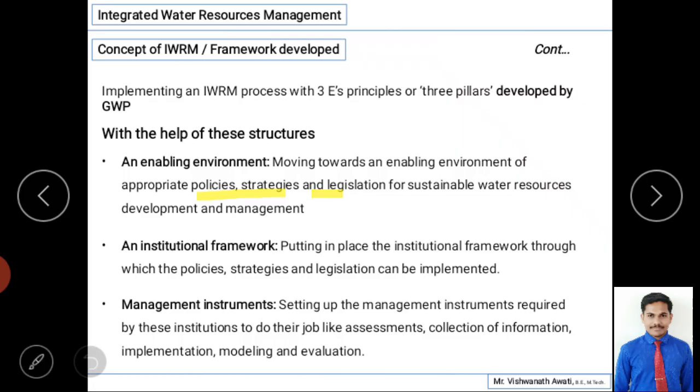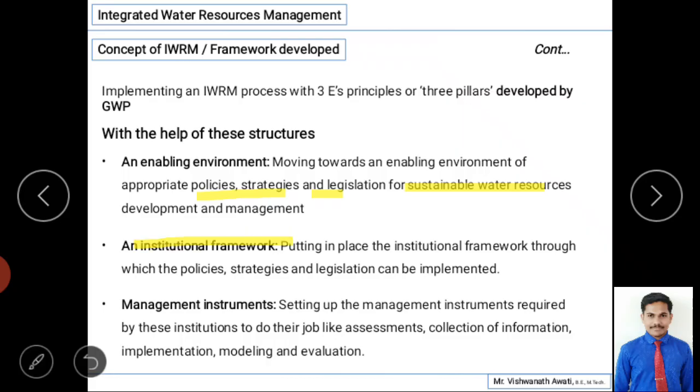And why is it created? Because you need sustainable development and management, right? To create awareness and to manage all the things, we require some institutional framework.